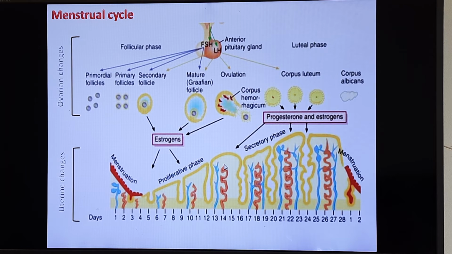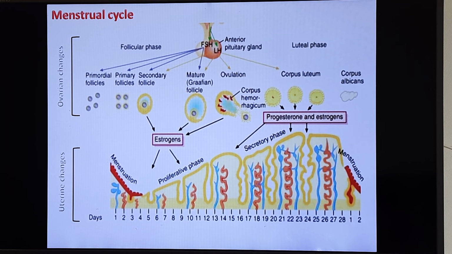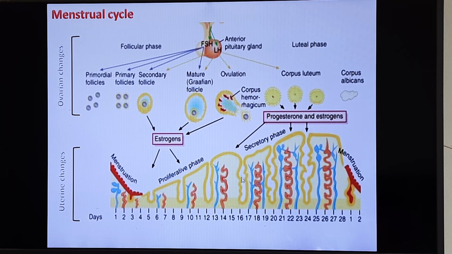Means ovulatory phase. In this phase, ovulation takes place in the ovary. Ovulation means the ovum comes out from the Graafian follicle into the abdominal cavity. Then it is collected by the infundibulum. Then it enters into the fallopian tube. This happens in the ovulatory phase.